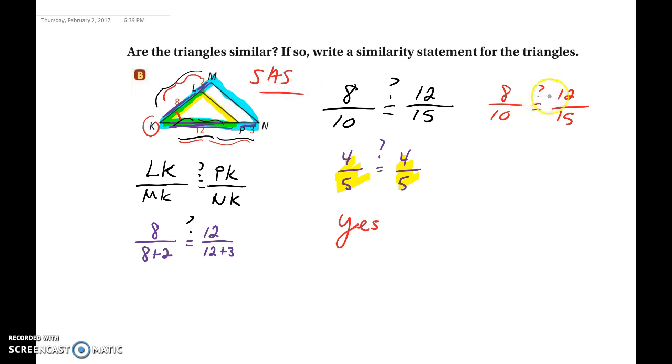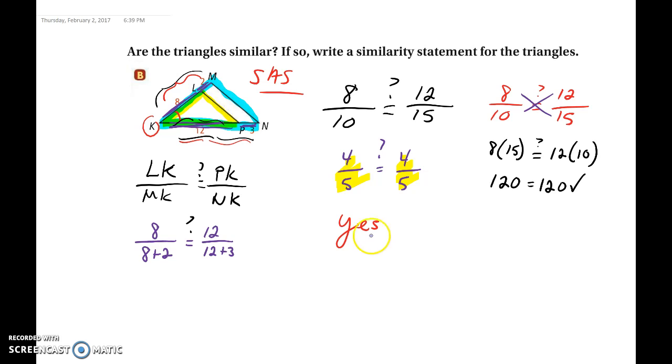Or we can use cross products. If we want to solve for this, we would cross multiply, so we would say, does 8 times 15 equal 12 times 10? And 8 times 15 is 120, 12 times 10 is 120, so yes. Either way I'm fine with. You can simplify if you find simplifying easier, or you can do the cross products.